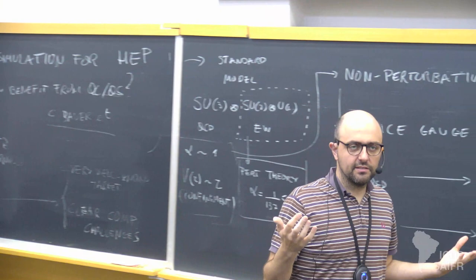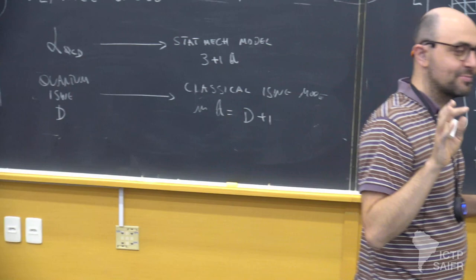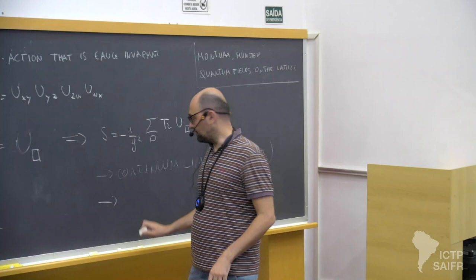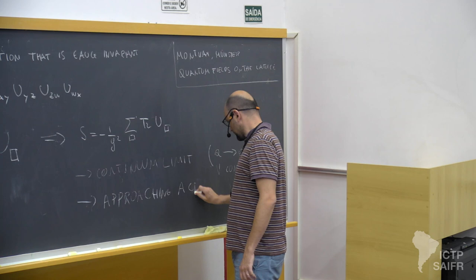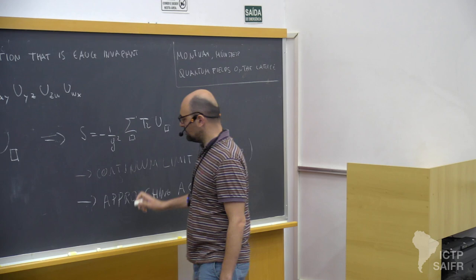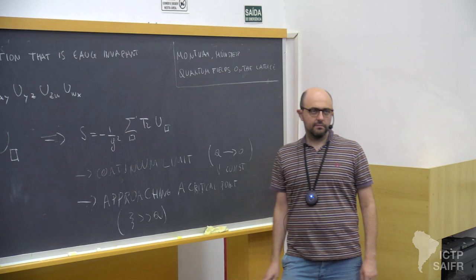Now, maybe some of what I'm saying is obscure. But for us, the continuum limit will be approaching a phase transition, a critical point, because continuum limit means that the correlation length is much larger than the lattice spacing. Whether you get into the correct critical point is another question.